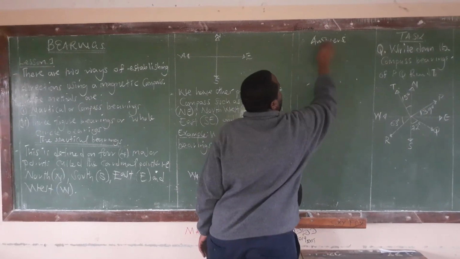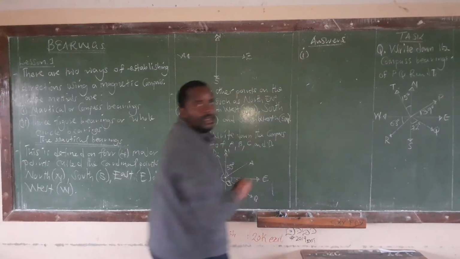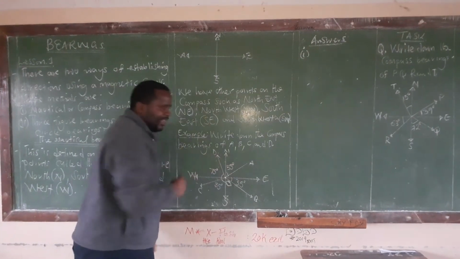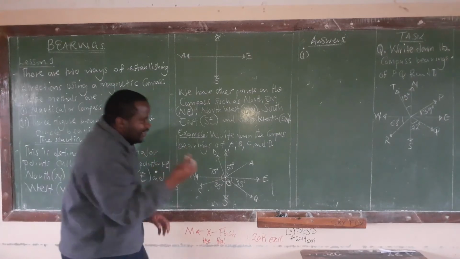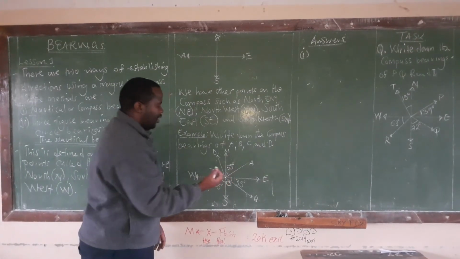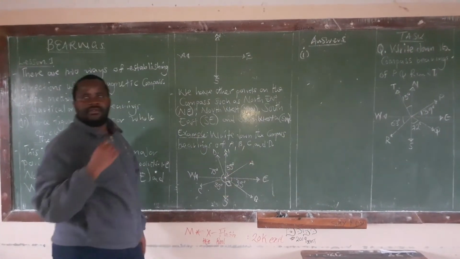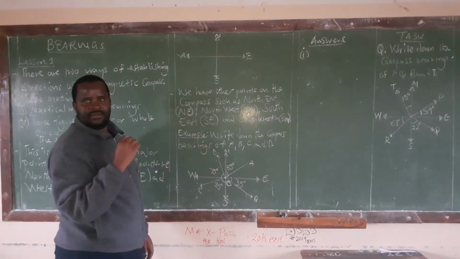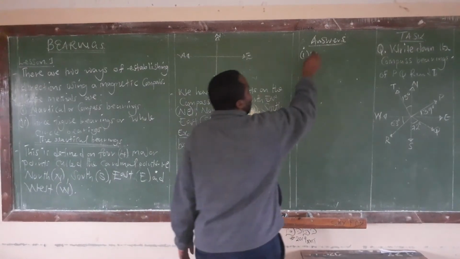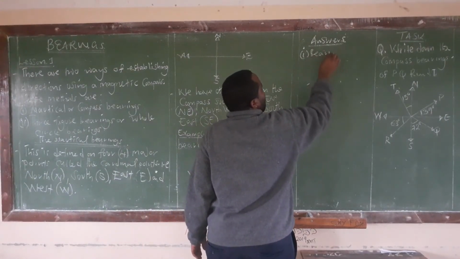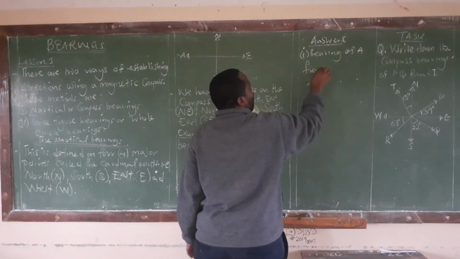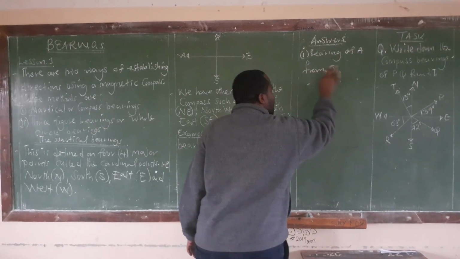Our answers, number 1, A. So I want to find the bearing of this. But how do you read it? This is the bearing of A from O. Alright? The bearing of A from what? O. So what's the bearing of A from O?